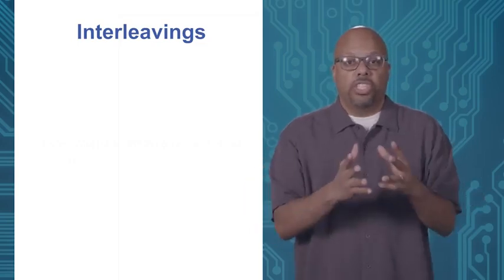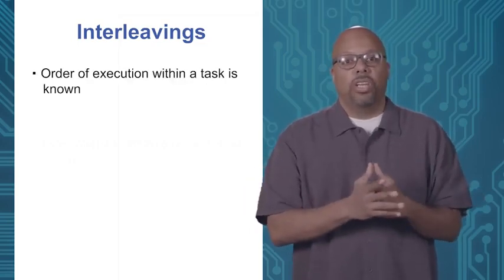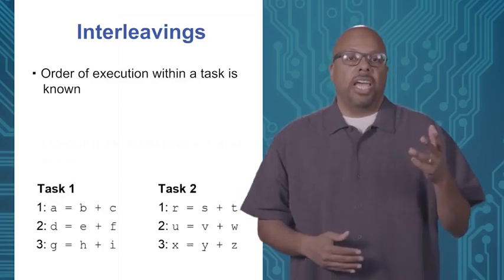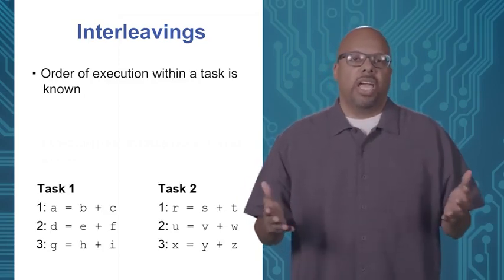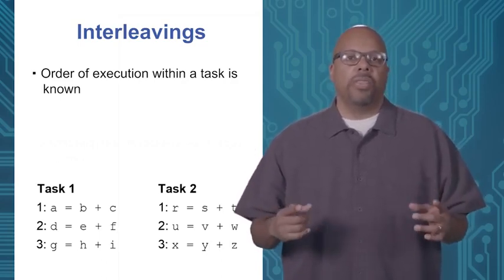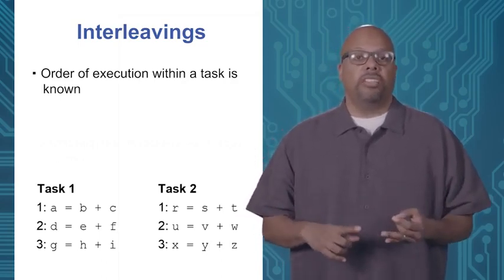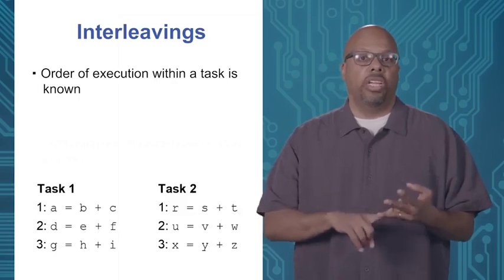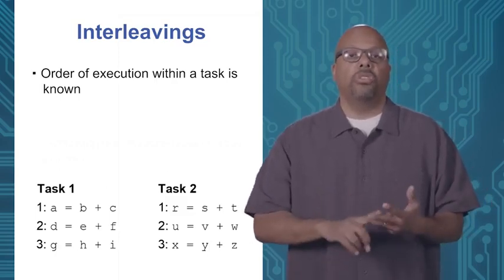So the order of execution of statements in a task is known. For instance, I've got task 1 and task 2, and each one has 3 instructions in order, 1, 2, 3, and these are just random instructions. It doesn't matter what they do. But you know that in task 1, the instructions are executed in order 1, 2, 3. Task 2, they're executed in order 1, 2, 3.